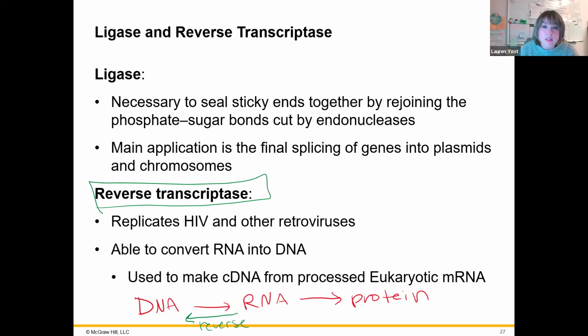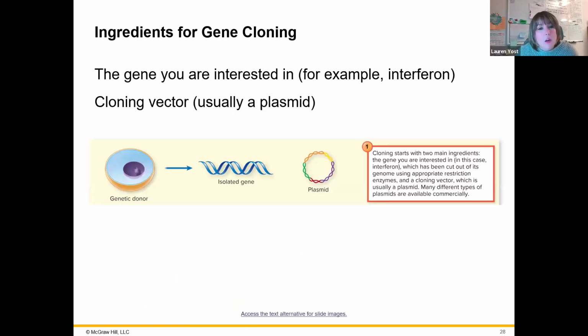The -ase often signals that it's an enzyme. So this allows us to make DNA from RNA. So remember, if we do that, that would be complementary DNA or cDNA, which we can then put into a cloning vector like a plasmid. So then we can put that gene inside that plasmid and put it into the bacteria.